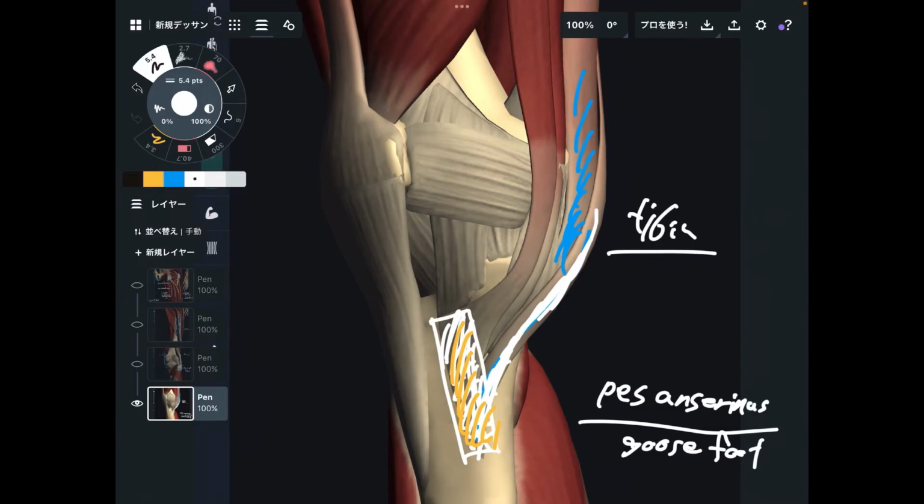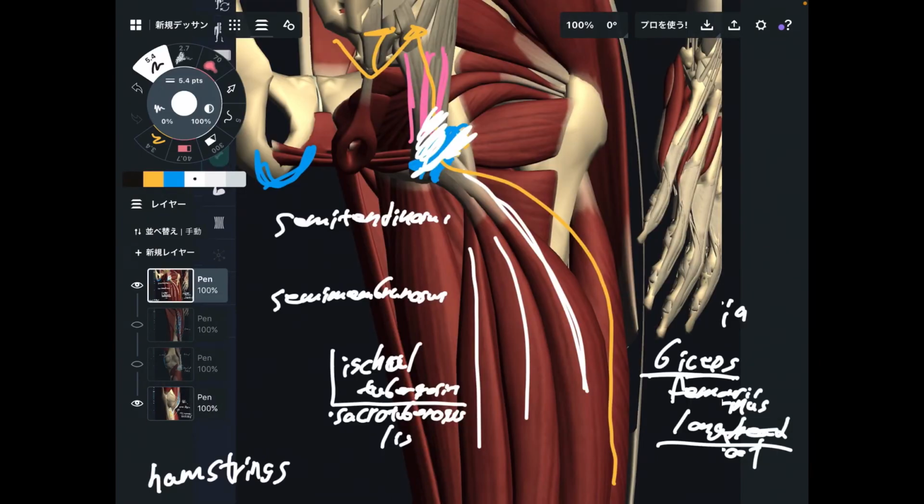Let me talk about their function. What is the main function of hamstrings? The main function is knee flexion, because they all cross the knee joint. Knee flexion is this way, bending the knee. Plus, don't forget, three muscles, biceps long head, semitendinosus, and semimembranosus attach to the ischium. That means that they cross the hip joint. So hamstrings move the hip. In which direction? That is hip extension.